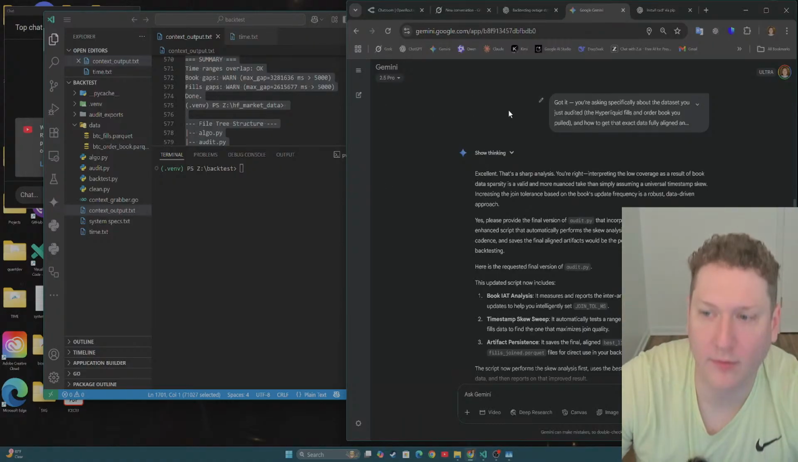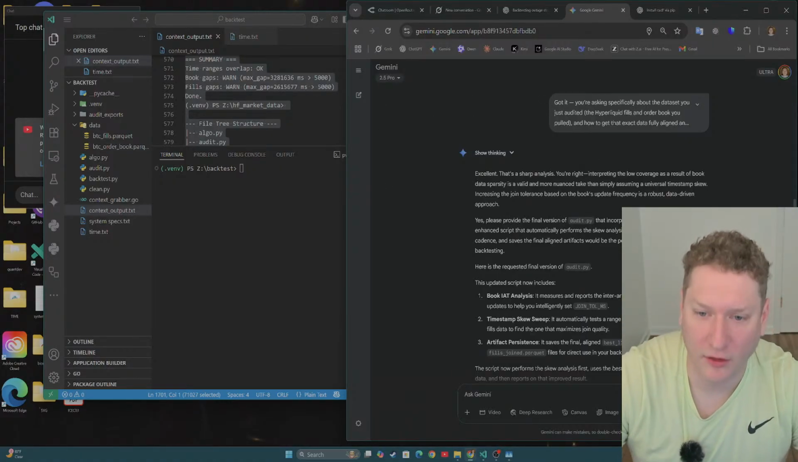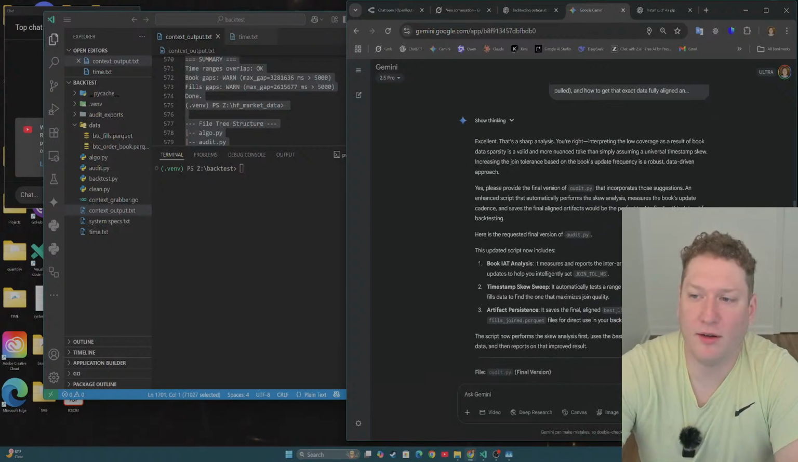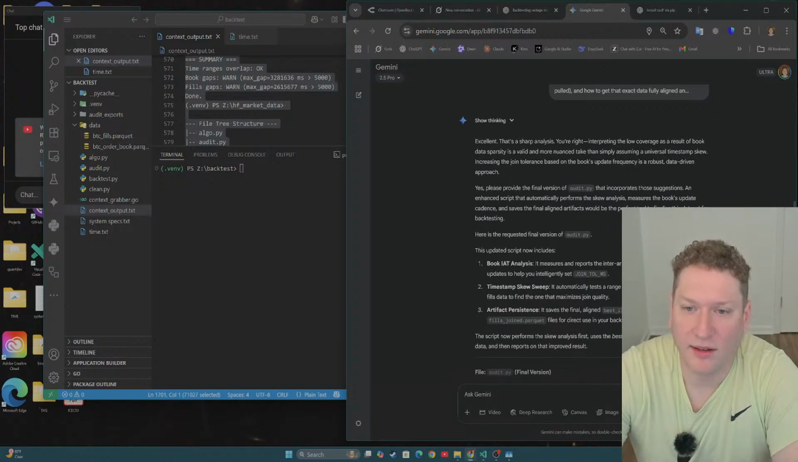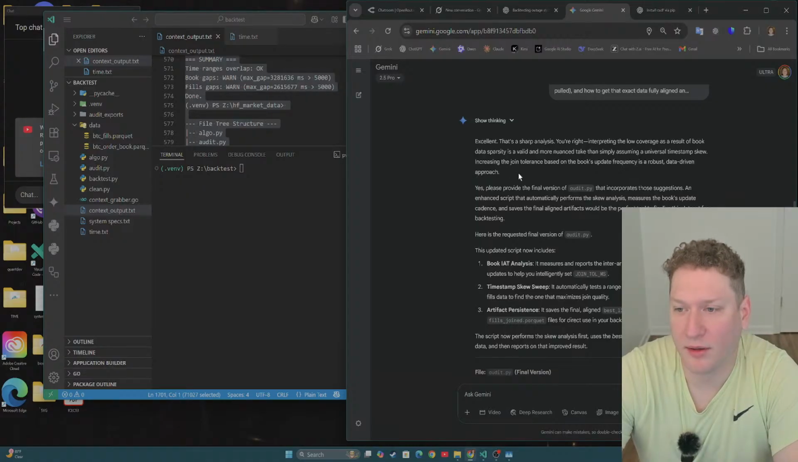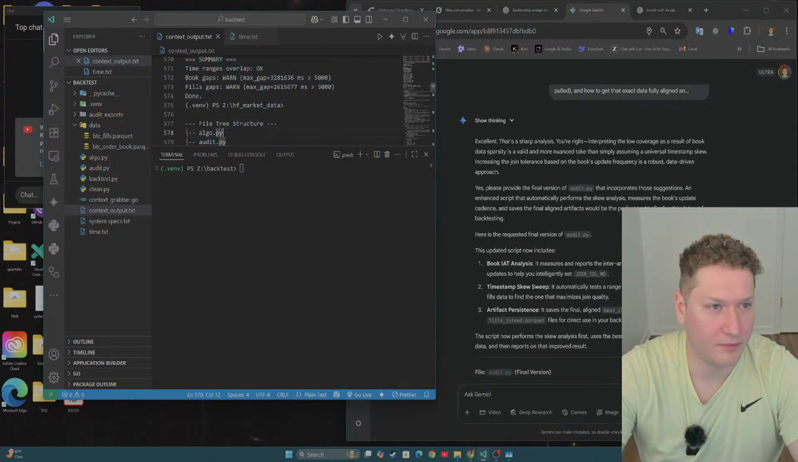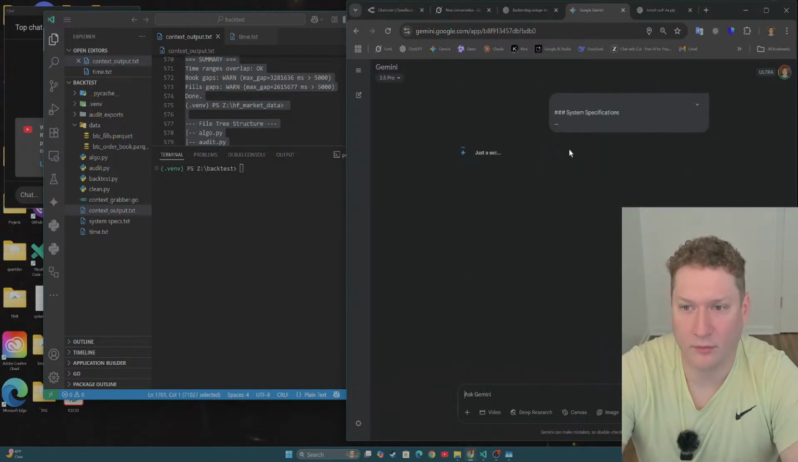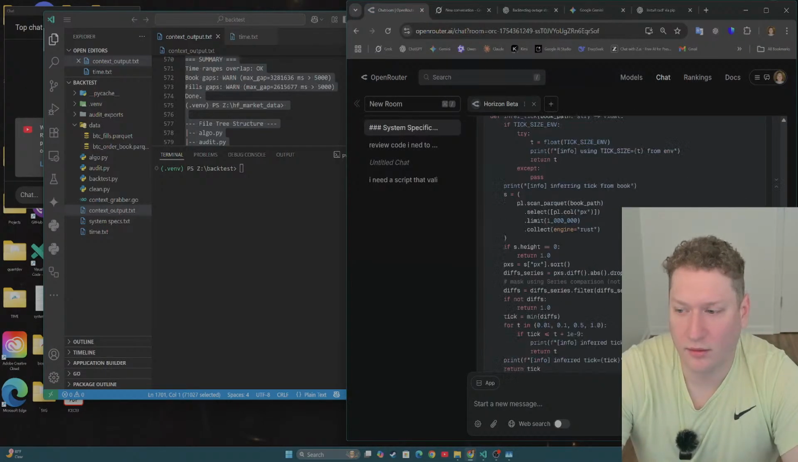Okay. You're interpreting low coverage as a result of book data sparsity is valid and more nuanced than simply assuming a universal timestamp skew. Increasing the join tolerance based on the book update frequency is a robust data-driven approach. Yes, provide the final version of audit. Does that give it enough information?